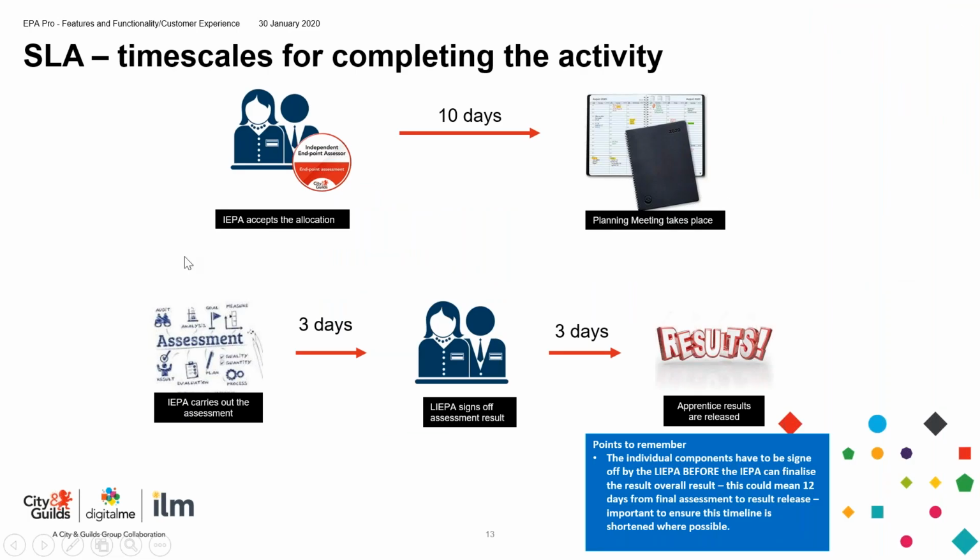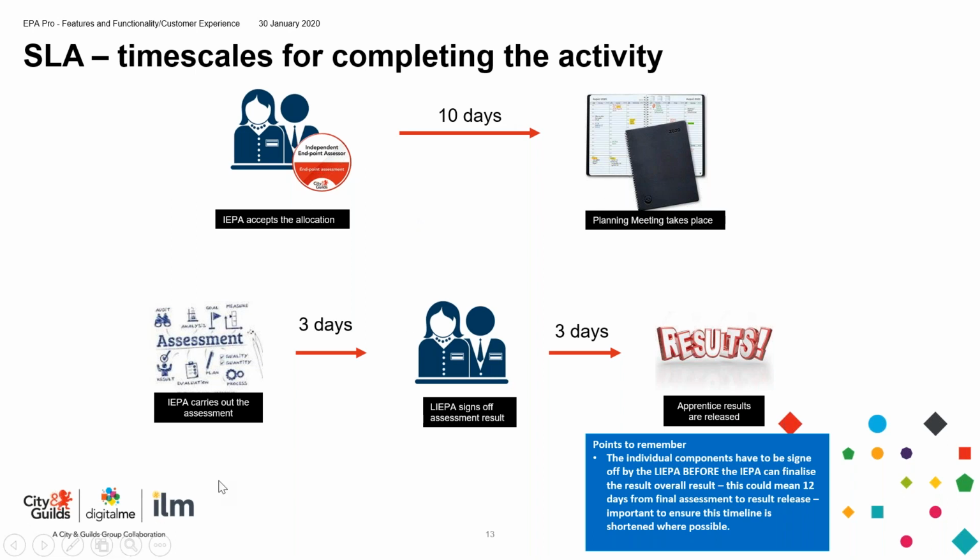Okay, now another thing I wanted to underline, and again this builds on what we spoke about last time, the SLAs for completing. Sammy, you already asked me, is there a kind of expectation about timescales? As we've said, from when the IEPA accepts the allocation to getting the planning meeting to take place, we've got an expectation of no more than 10 days. We'd like it to happen as soon as possible within that window of 10 working days. Thank you, Bill. 10 working days, but that is the expectation we've set for that planning meeting to take place.